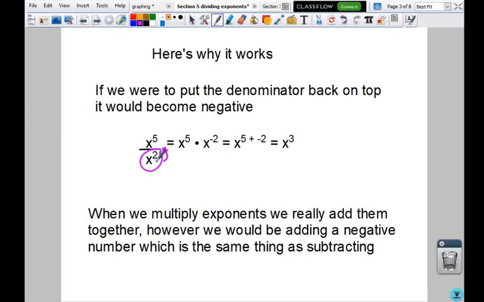Normally we get rid of negative, but if I wanted to get rid of it and put it back up top, it would change to a negative 2. And whenever we multiply things, we really add the exponents. So 5 plus negative 2 is 3. So that's how this works. Instead of dividing, I'm going to put this x to the 2 up top, make it x to the negative 2, and then add my exponents like I did before.